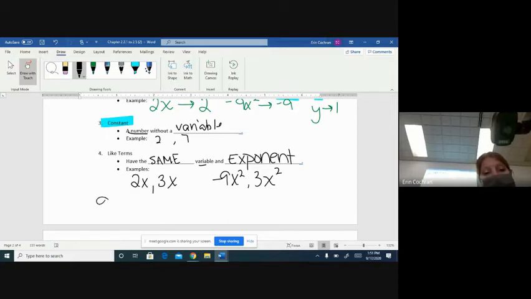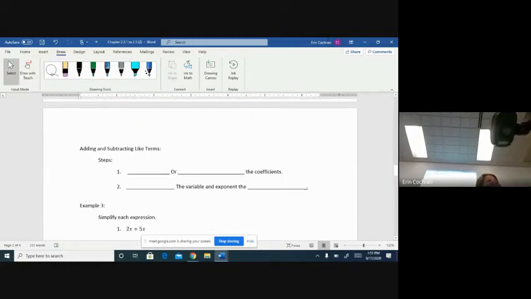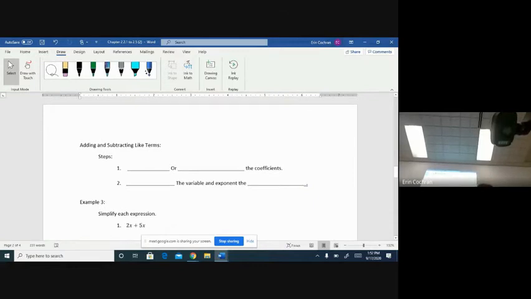Would 9x and 7y be like terms? Nope. Would 3x squared y and 4xy squared? No. And the reason being is because we have 2 x's here and only 1 x here, 2 y's in the other one, 1 y in this one. Now, why do we need to know like terms? Because the only way you can combine things with variables is if they are alike.